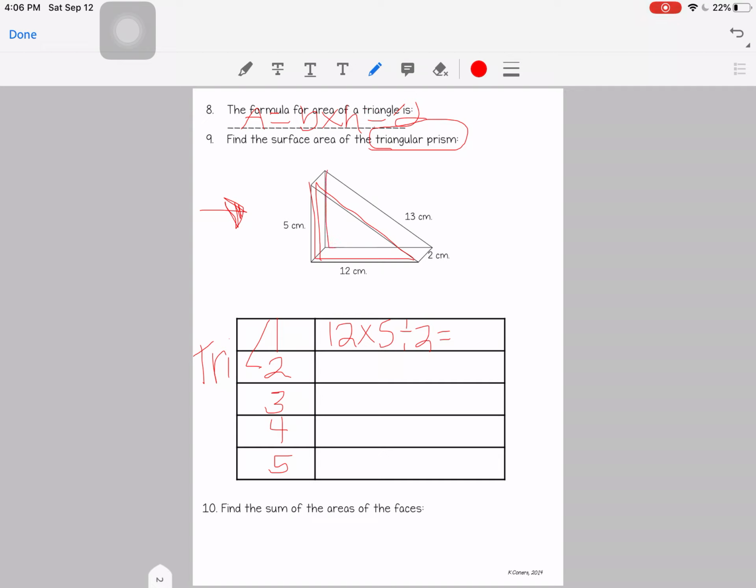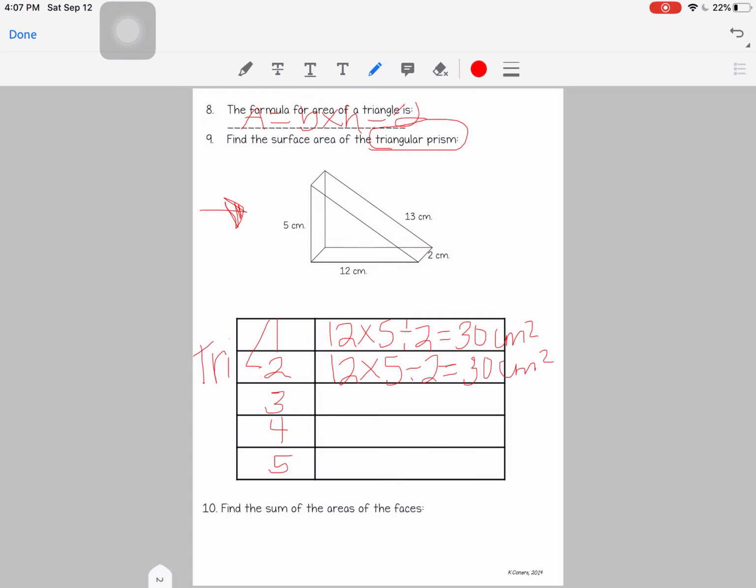Number 2 is opposite, and opposite sides are equal. So the same, 12 times 5 divided by 2. So we get 30 centimeters squared and 30 centimeters squared.